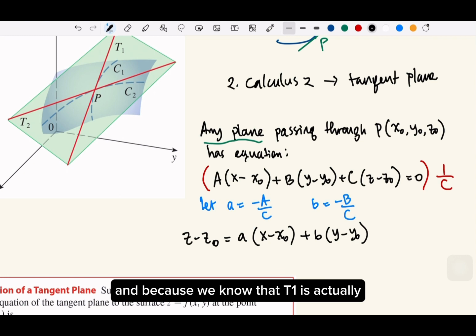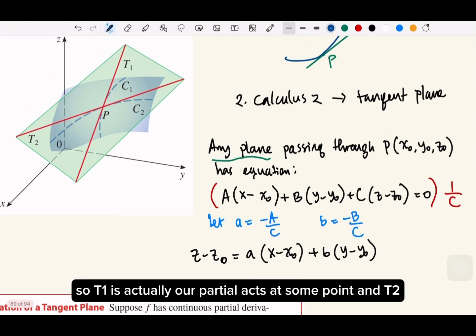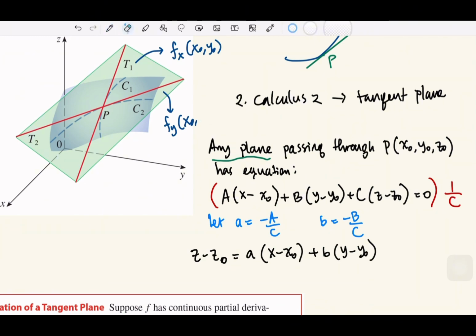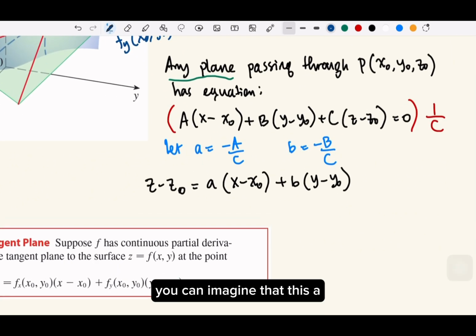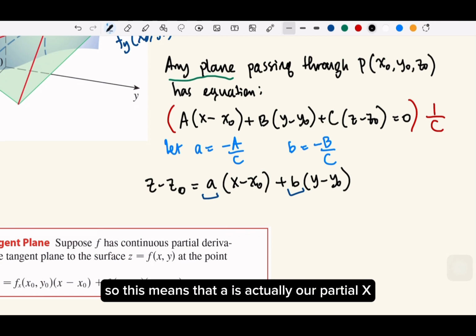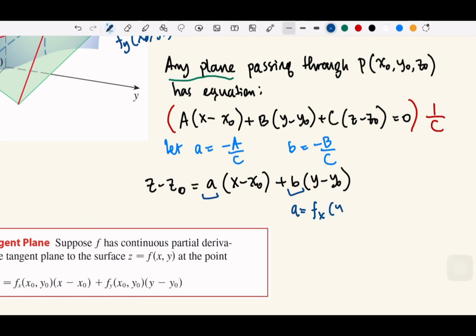And because we know that T1 is actually our partial x at some point, and T2 is our partial y at x0, y0 at some point. Then we can imagine that this A and B is actually our partial. Okay. So this means that A is actually our partial x, and B is partial y.